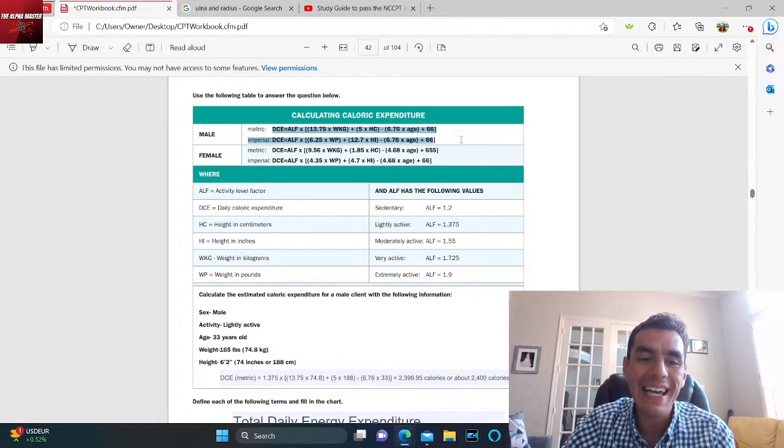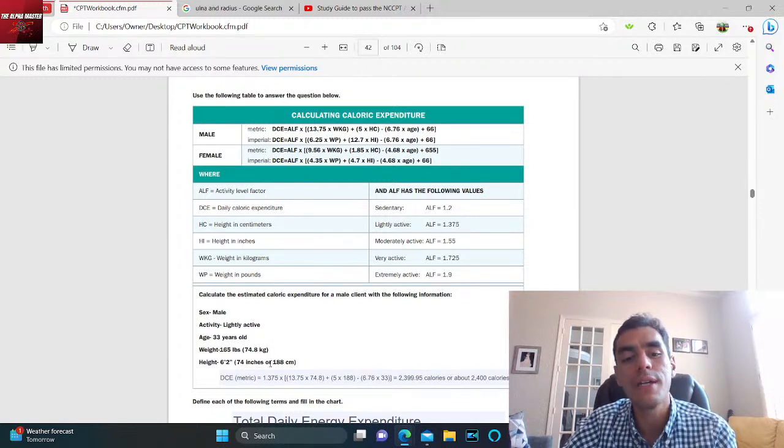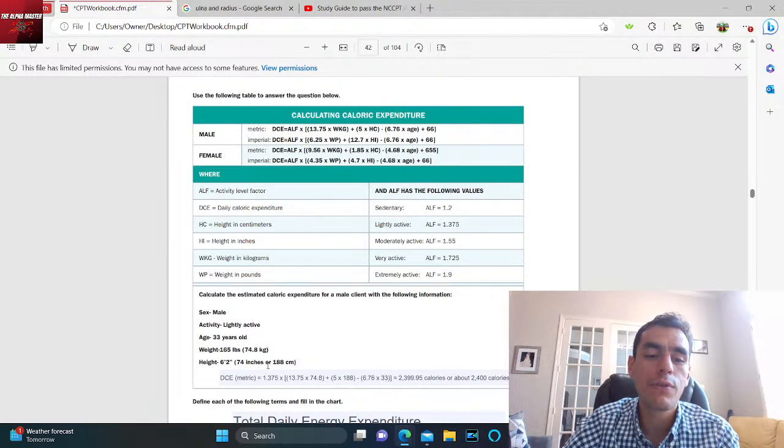The activity is going to be likely active. If it is likely active, you have an activity level factor of 1.375. Age is going to be 33. You multiply the age by 6.76. You have the weight of 165 lbs in imperial, which is about 74.8 kilograms in metric, and the height is 6 feet 2 inches, or 74 inches, or 188 centimeters. It's a really tall guy.